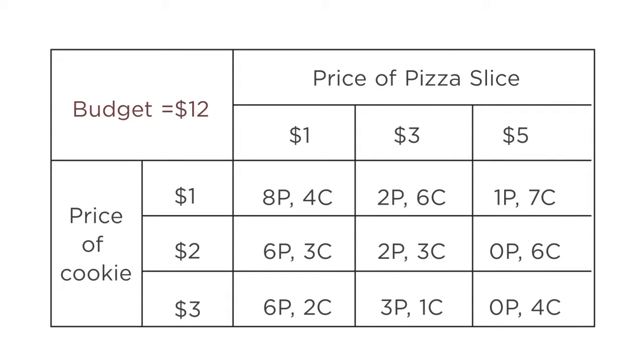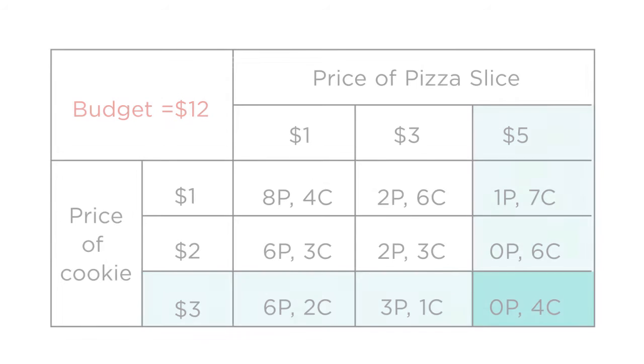For example, suppose you have a budget of $12, and your choice of pizza and cookies at different prices is shown by the table here. So if a pizza slice costs $3 and a cookie costs $1, you'd choose to buy 2 pizza slices and 6 cookies. And if a pizza slice costs $5 and a cookie costs $3, you wouldn't buy any pizza and use all $12 to buy 4 cookies.